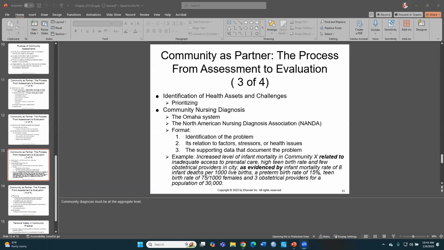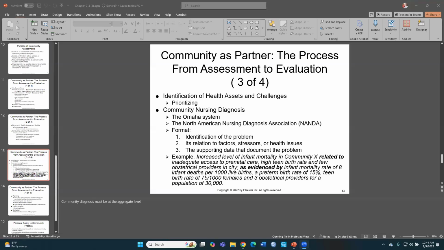And so we're going to take all of this information when we are doing that windshield survey. And then once we've collected our information, we are going then to look to see and identify the problems.